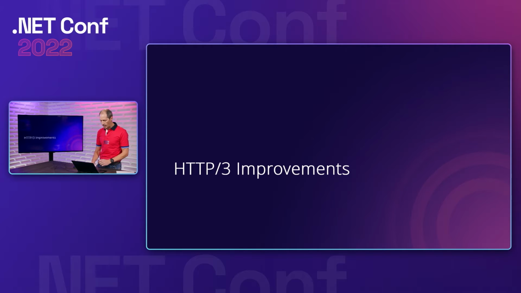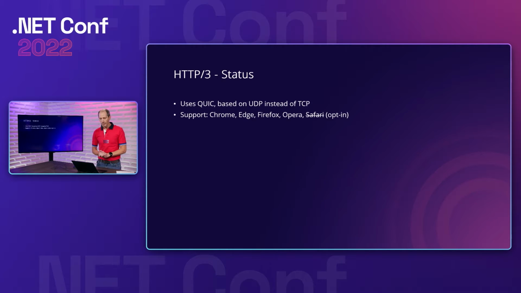Going back to the slides and talking about HTTP3. So HTTP3, for those who don't know, is a newish protocol that uses QUIC, which is based on UDP instead of TCP. And what it means is that the traffic is supposed to be faster, less latency. It's supported by Chrome, Edge, Firefox, Opera, and Safari, but in optional mode. So you have to opt in Safari to be able to use that.